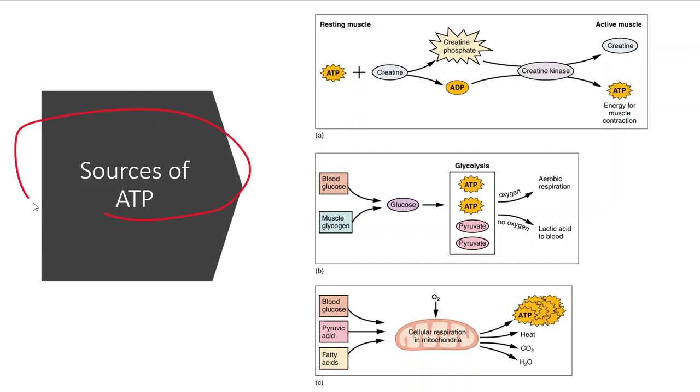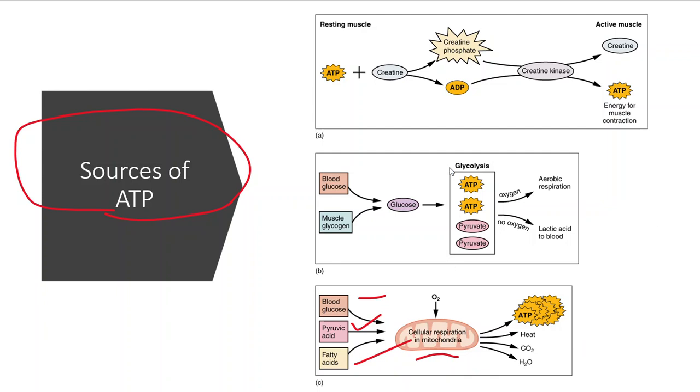Where do we get ATP from? Well, we get most of it from the mitochondria. We get a lot of ATP from that. We use blood sugar. We can use a pyruvate. We can use fatty acids. We send it through the Krebs cycle and goes through the mitochondria, and out comes a lot of ATP.